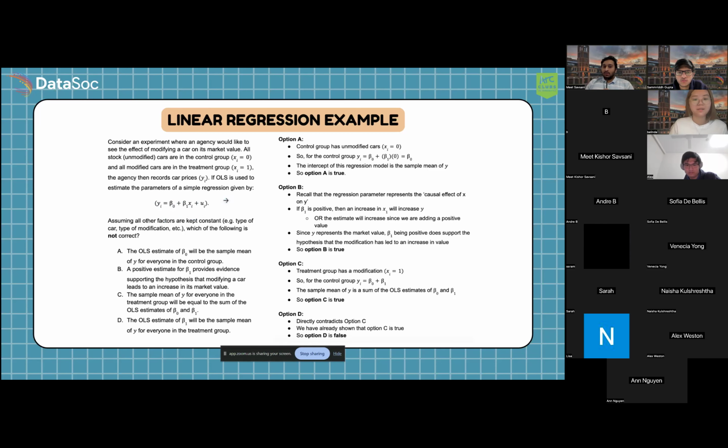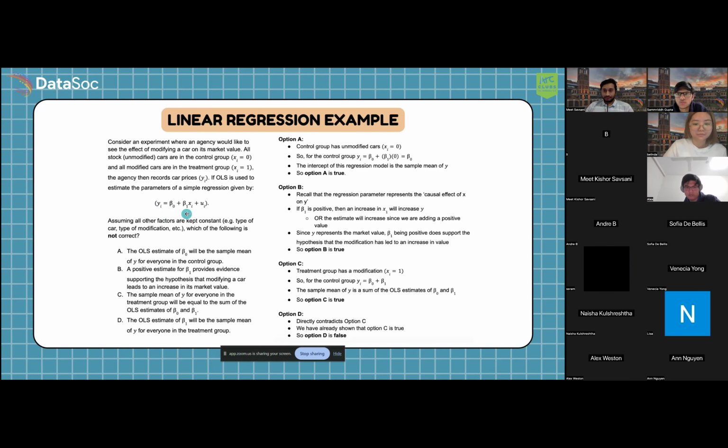And option C, the treatment group has modification, which means x1 is going to be equal to 1. So for the treatment group, it's going to be y1 equals b0 plus b1. The sample mean of y is the sum of the estimates of b0 and b1, because this one equals 1, that's why it's b0 plus b1. That's why option C is true. And option D contradicts option C, which is why it's false. And so the answer here is D.